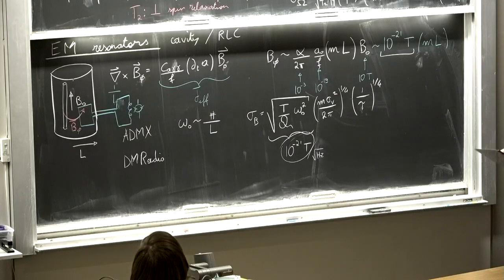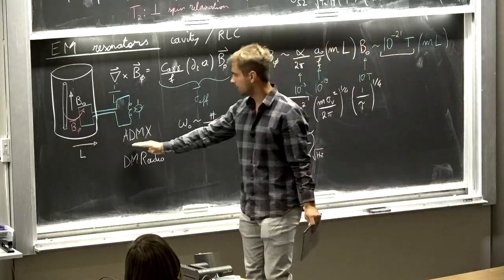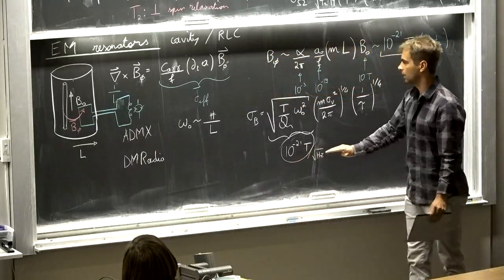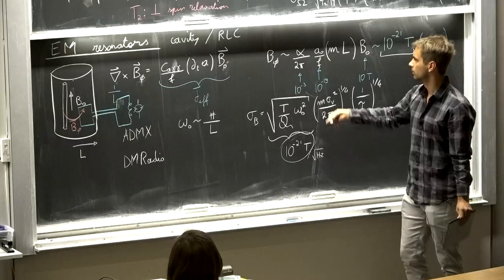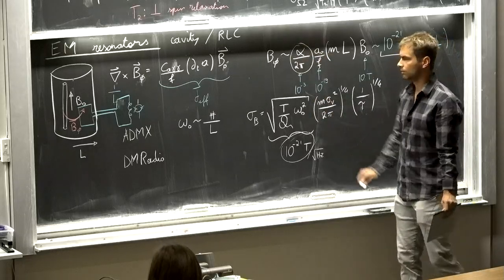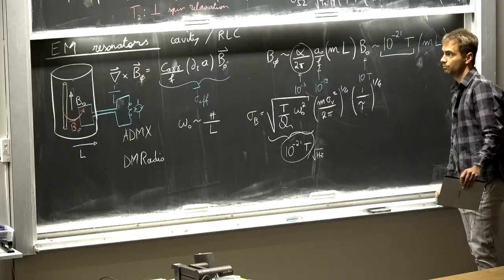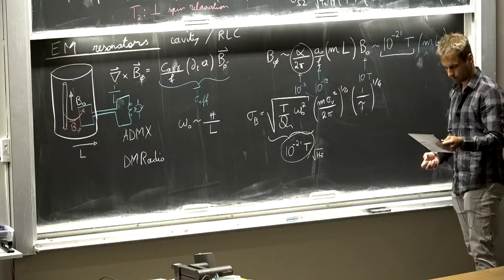So these experiments, in particular ADMX, reached unit signal-to-noise ratio for axion-photon couplings as expected from the QCD axion.